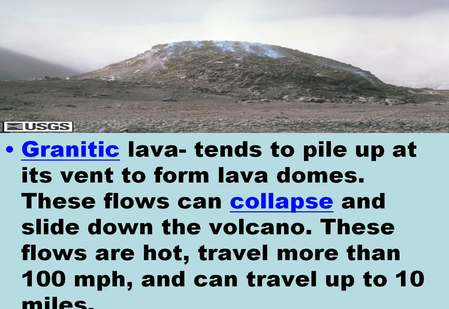Now, granitic lava, because it's so thick, it doesn't flow very well, and it tends to pile up at vents. And you can actually have things called a lava dome. And sometimes these lava domes collapse on top of a volcano, and they can flow down the sides of the volcano. And these lava domes that have collapsed have been known to travel more than 100 miles an hour. So this is not one of those things you want to get caught in. You're not going to be able to outrun it. And it can actually travel up to 10 miles.